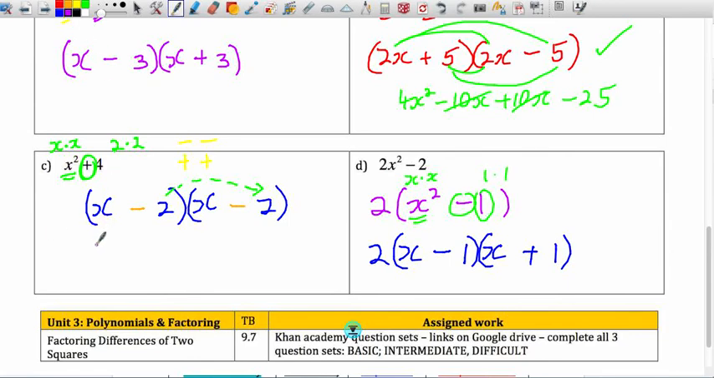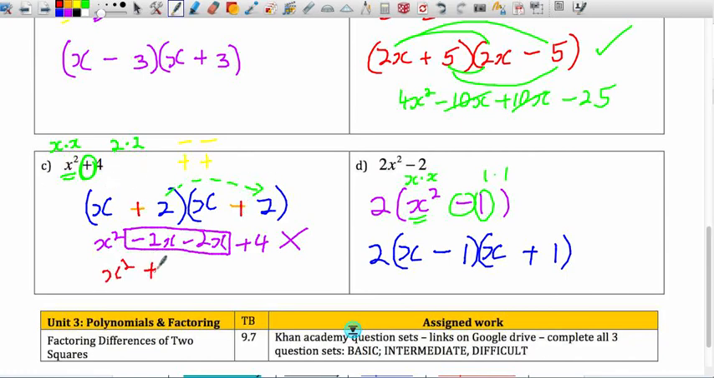The result is x squared minus 2x plus 4. And what you'll see here is that the middle two terms do not cancel each other out, and we end up with x squared minus 4x plus 4, which is not what we started with. And so that indicates that that is incorrect. If I go back and change that to two positives, when I distribute, once again, I will get x squared plus 2x plus 4. And again, I have the same problem. The middle two terms do not cancel each other out. And so that is incorrect.